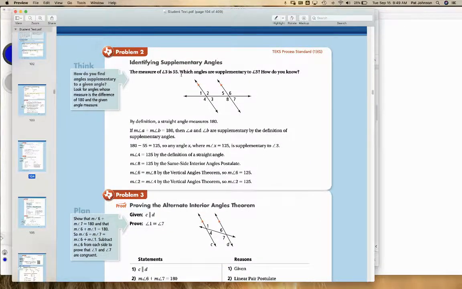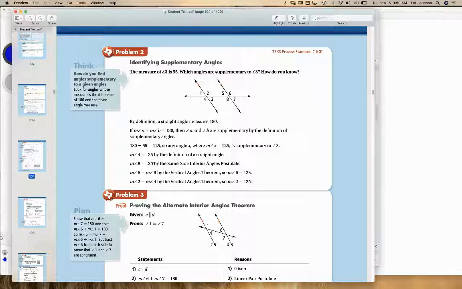All right, so let's move on to problem 2. Identify supplementary angles. They tell you the measure of angle 3 is 55. So which angles are supplementary to angle 3, and how do you know? Well, by definition of a straight angle, straight angles measure 180. So if the measure of angle A plus the measure of angle B equals 180, then A and B are supplementary, by definition of supplementary angles. They're just giving you the basic definitions. So we know 180 minus 55, because angle 3 is 55, is 125. So any angle X whose measure equals 125 degrees will be supplementary to 3.